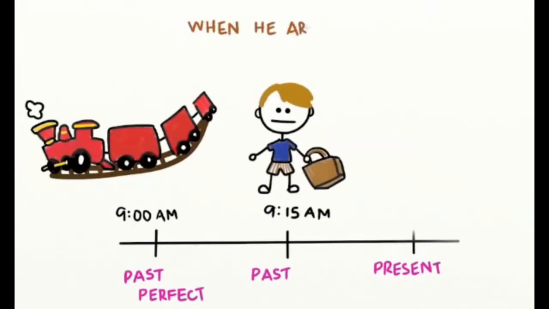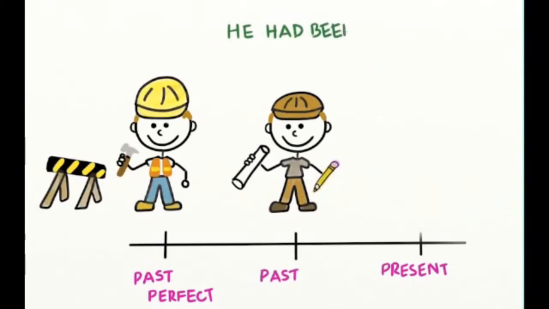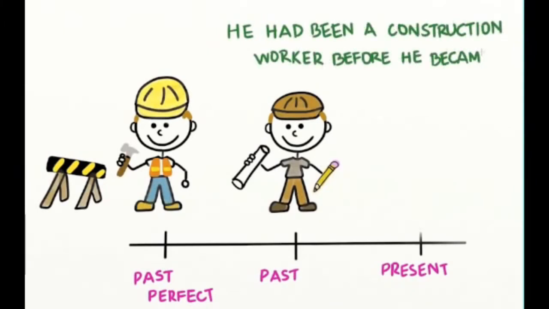In example number 2, we can say, when he arrived at the train station, the train had left. We use had left to show that this event happened before he arrived. In our next example, we can say, he had been a construction worker before he became an architect.